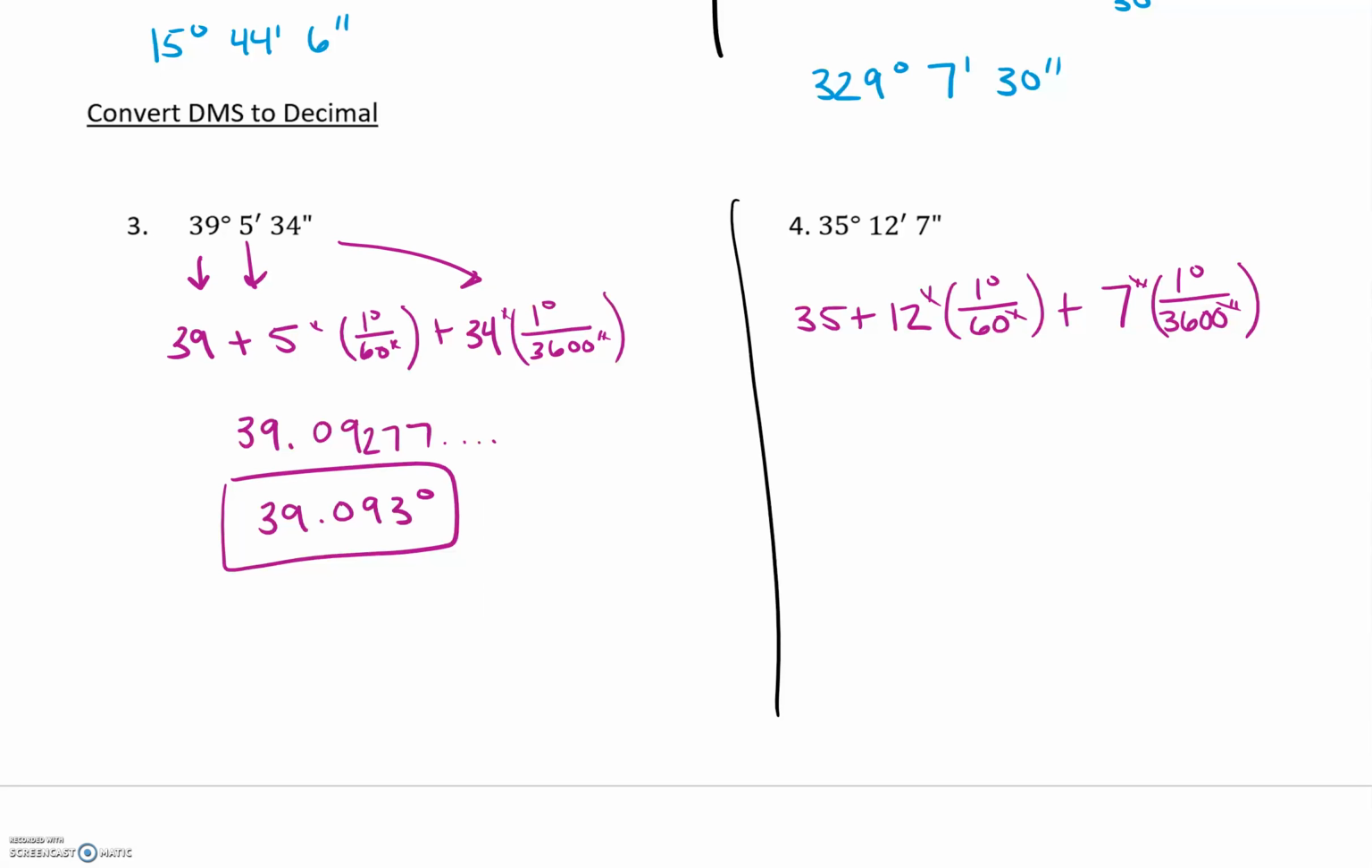Now everything is in degrees, so I can simply type that in my calculator and add those together. So I'm going to take 35 plus 12 times 1 over 60 plus 7 times 1 over 3,600. If you add them all together, you're going to get 35.201944, and it keeps going. Remember, we only want 3 decimal places, so we're going to get 35.202 degrees, and that'll be our final answer.